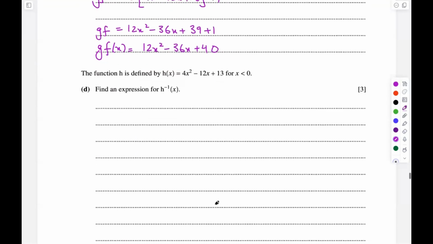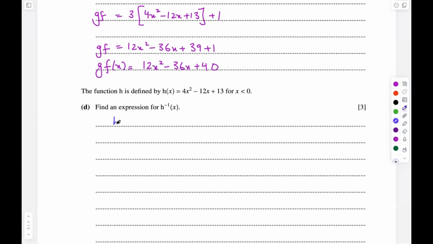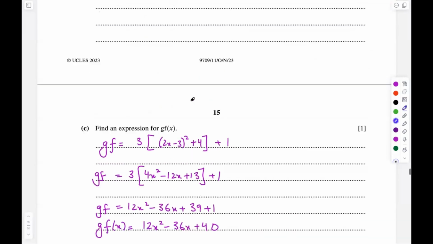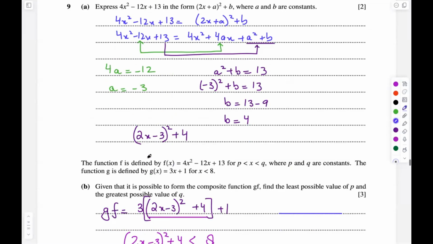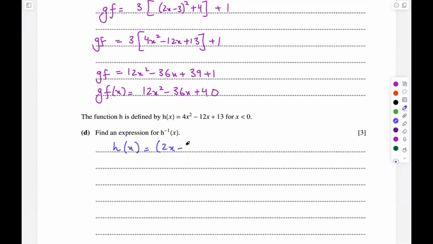In part D, it says that the function h is defined by h of x is equal to 4x squared minus 12x plus 13 for x less than 0. We have to find an expression for h inverse. Now we know that this h function is basically the same as the function f, and we converted it to the form 2x minus 3 whole squared plus 4. To find the inverse of a quadratic equation, you always have to convert it to the completed square form.